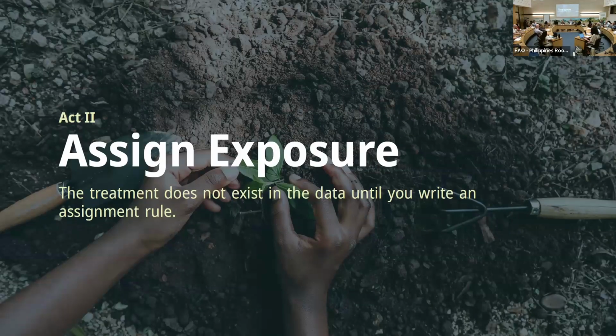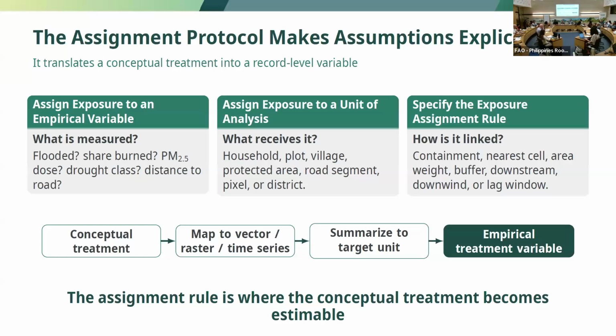Once you have sat down and thought about the conception of the geometry of treatment, how you go from a theory of change to an empirical representation, then you need to assign that treatment geometry or assign that exposure to the actual data. And so one choice that you need to make is what is being measured? What is the empirical variable that treatment is quantified as? Is it a binary? You're either in the flood zone or you're out of the flood zone. Is it the share of land that was burned? Is it a land classification? Is it the distance to a road?